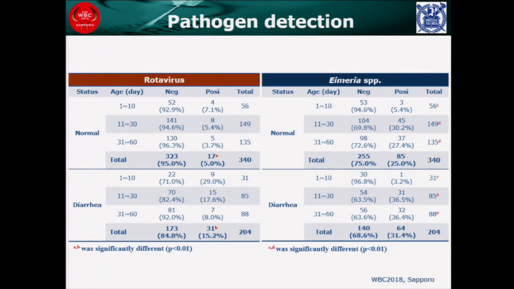In rotavirus infection, we found significant differences between the normal group and the diarrhea group, and we did not find any significance between the normal and diarrhea groups in Eimeria species, but we found that Eimeria species were related to age group. As you can see, the 1 to 10 age group and the other older age groups were significantly different, sorry.